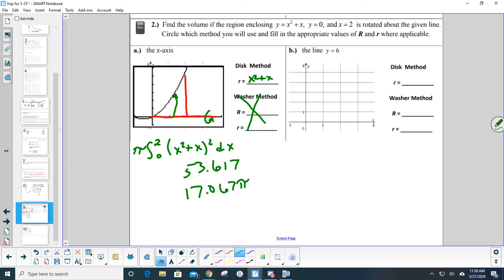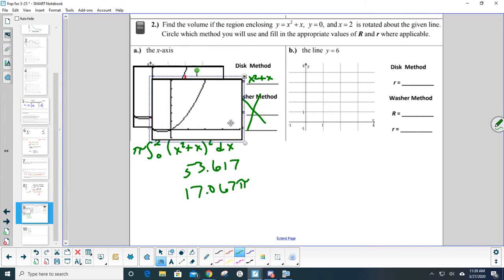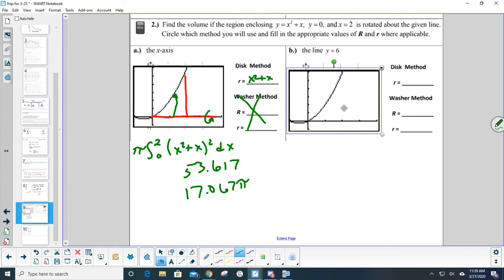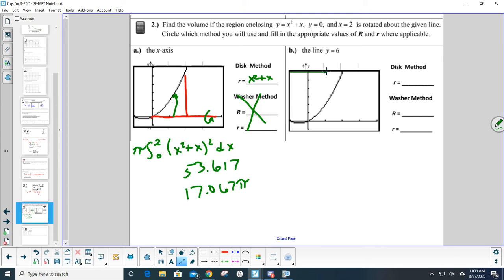17.067 pi. You okay with that one? Okay. Yes. Okay. So now, I'm going to do this again, but this time I'm going to use the line. I'm going to pick another color though. Let's do green for green waves. And I'm going to go about the line y equals 6. 1, 2, 3, 4. So it's at the very top. So we are going to be rotating about that line.